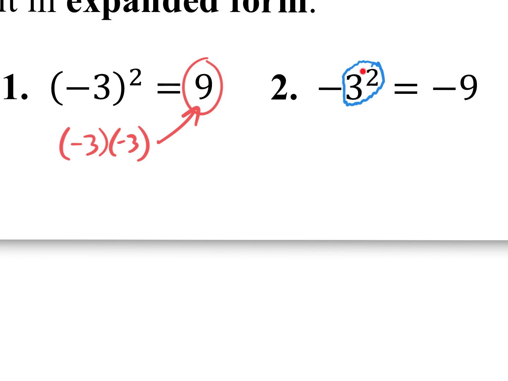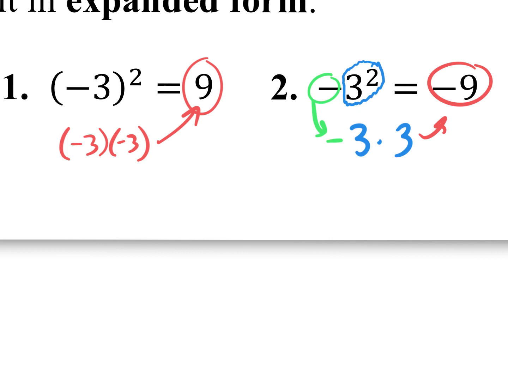So when I expand 3 squared, what that really is 3 times 3. And what about the negative that's in front? I'm just going to bring that down and put it in front. So this problem is really a negative 3 times a positive 3. And we know that if those signs are different, the answer is negative. So the answer is negative 9. So parentheses really do make a difference. Do you understand that? Great.